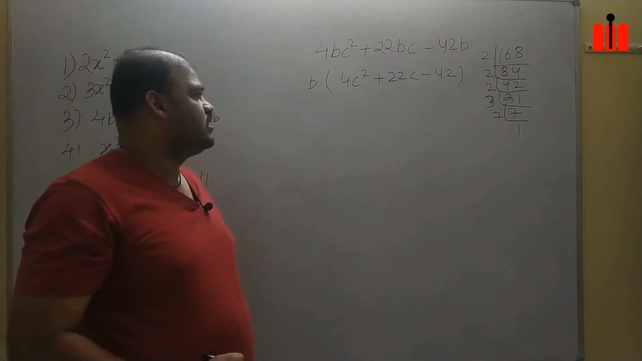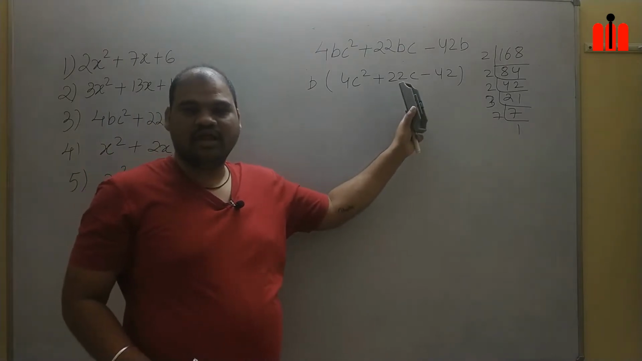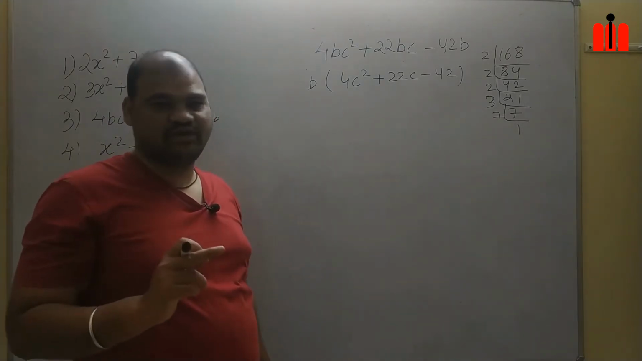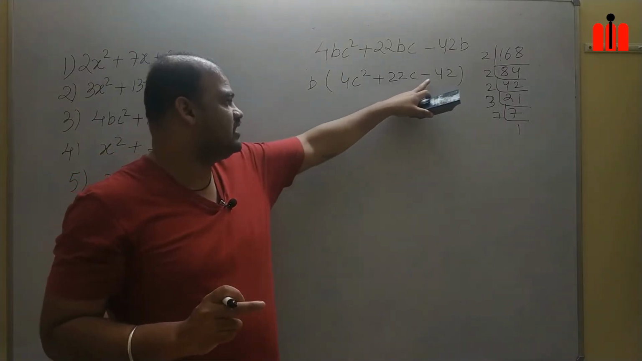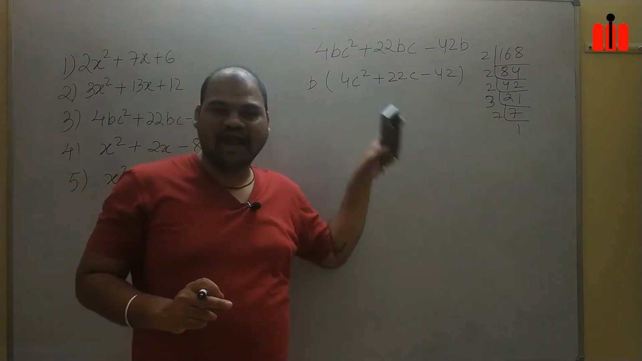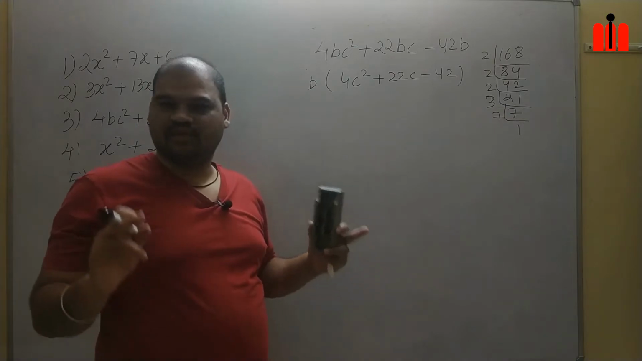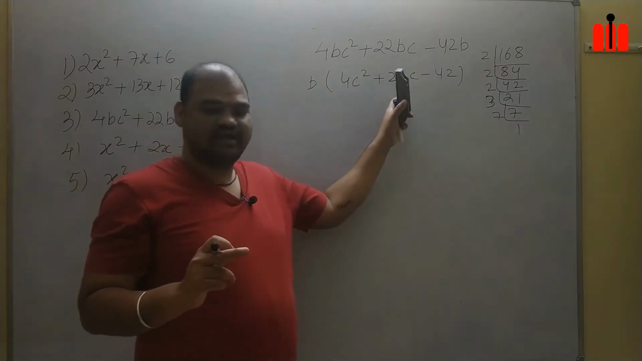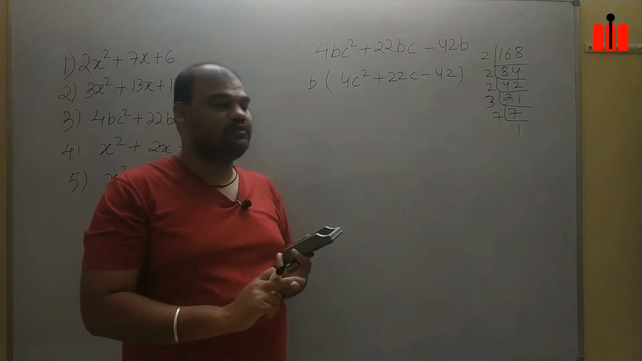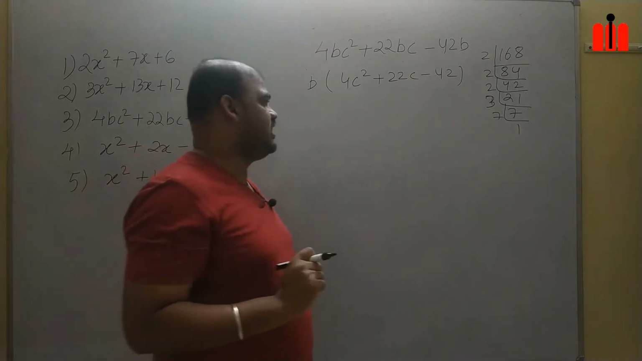Now we have to split the middle term. One should be greater than 22 and one should be lesser than 22, because we have to get 22, but there is a negative sign. So the splitting of the middle term here will not be the addition of the two numbers, rather it will be the subtraction of the two numbers. Are you getting it? One should be positive and one should be negative to give minus 168. So we have to keep that in mind.